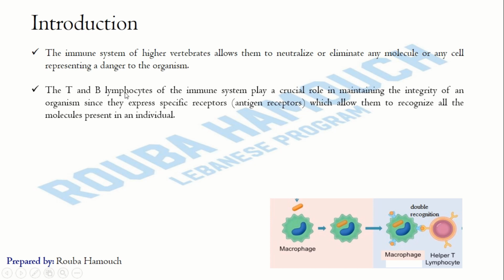The T and B lymphocytes are the effectors of the specific immune response. They play an important role in maintaining the integrity of an organism. Why? Since they express specific receptors called antigen receptors, which allow them to recognize all the molecules present in an individual.